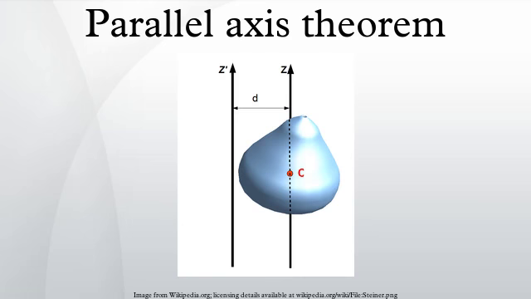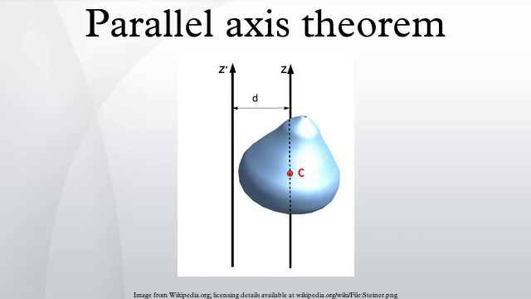In physics, the parallel axis theorem, also known as the Huygens-Steiner theorem after Christiaan Huygens and Jakob Steiner, can be used to determine the mass moment of inertia or the second moment of area of a rigid body about any axis, given the body's moment of inertia about a parallel axis through the object's center of mass and the perpendicular distance between the axes.